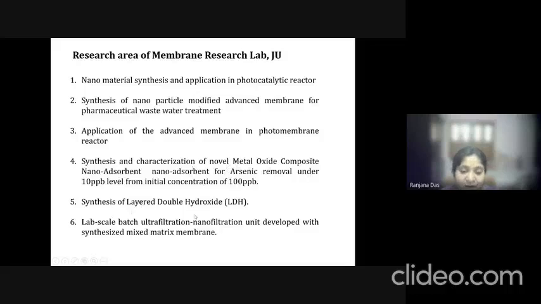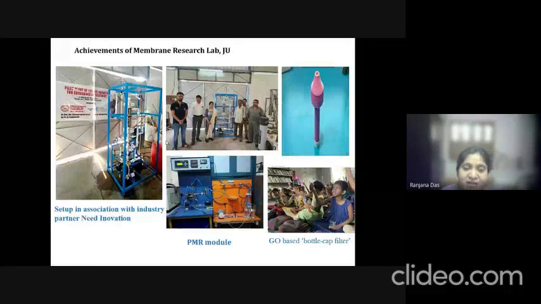And layered double hydroxide we are synthesizing also for the same purpose, for the good adsorption and absorption property in the nanoscale. And we are preparing the lab scale batch ultrafiltration and nanofiltration unit with the synthesized mixed matrix membrane. So on this research topic, these are the aspects that we are working on in our lab in Jadavpur University. And these are the achievements from our side.